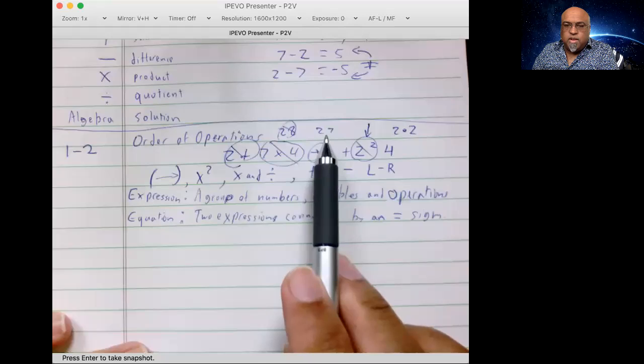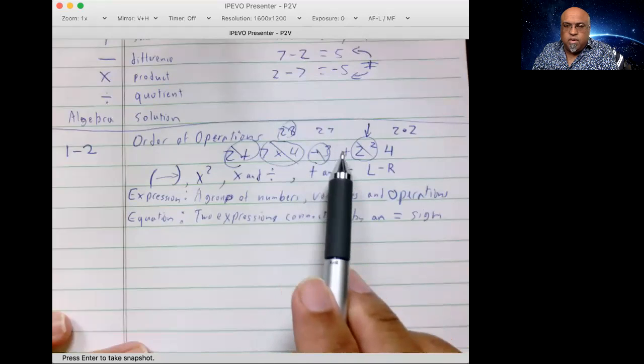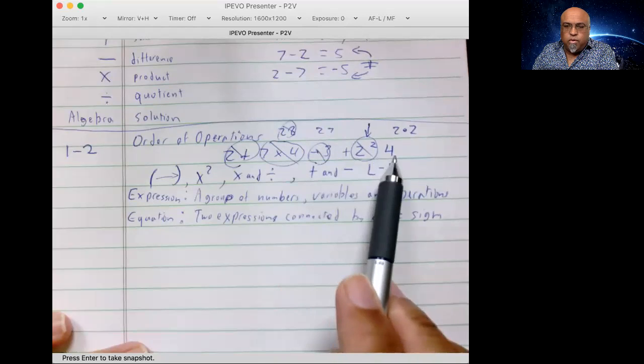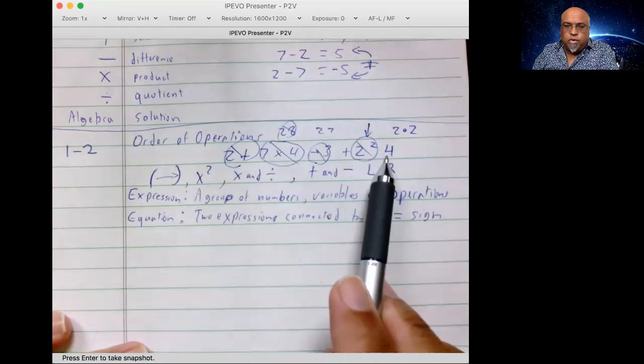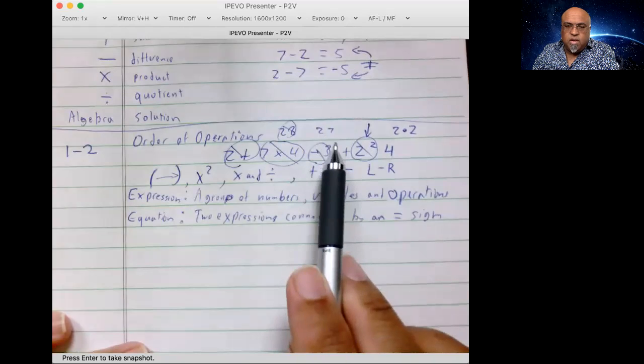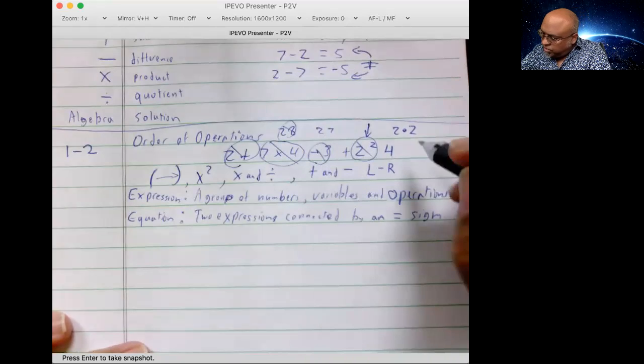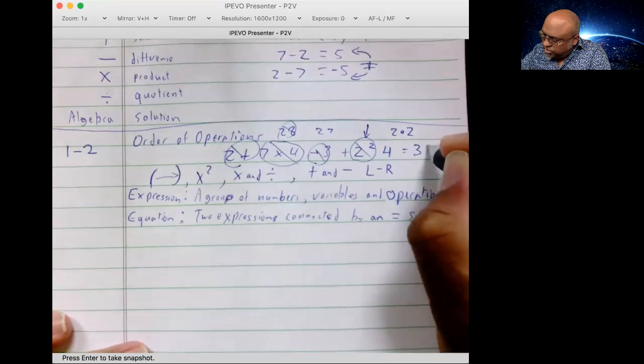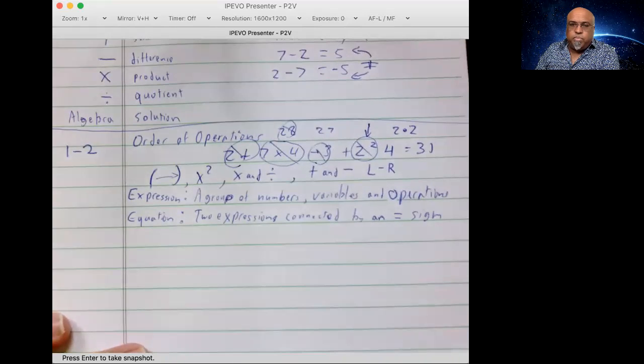Now, the only thing that's left is 27 plus 4. Okay, because remember, 2 to the power of 2 is equal to 4. So 27 plus 4 equals 31. So this expression equals 31.